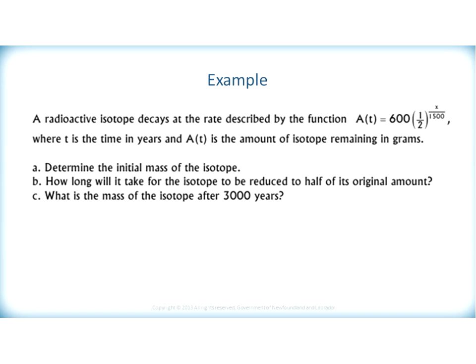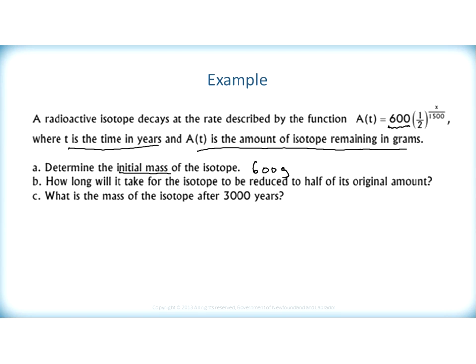A radioactive isotope decays at a rate described by the function A of t equals 600 times 1/2 to the power of t over 1500, where t is the time in years and A is the amount of isotope remaining in grams. Determine the initial mass. So initially, what was the mass of the isotope? And we can tell that from the formula. It will be 600 grams.